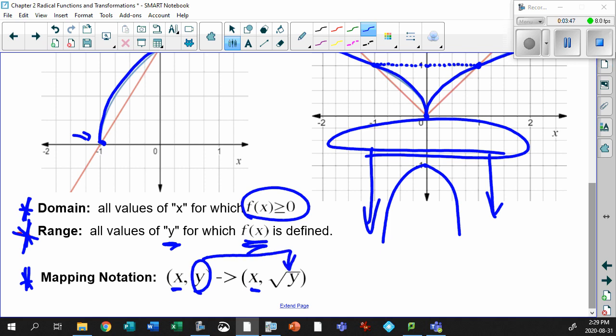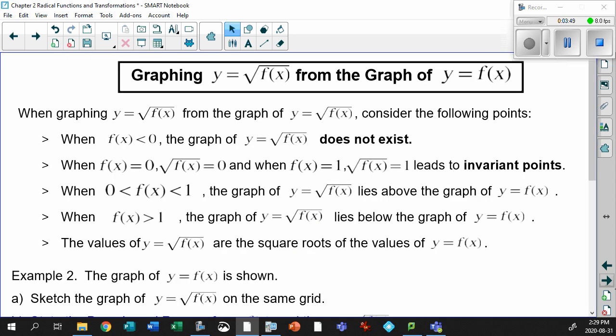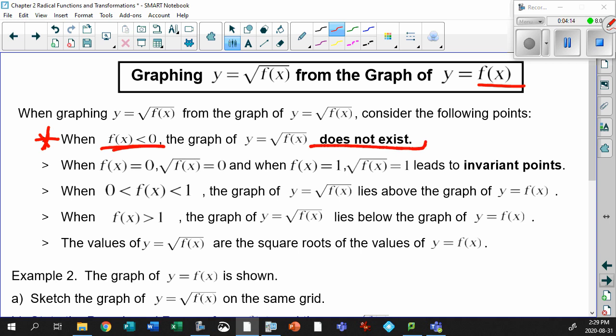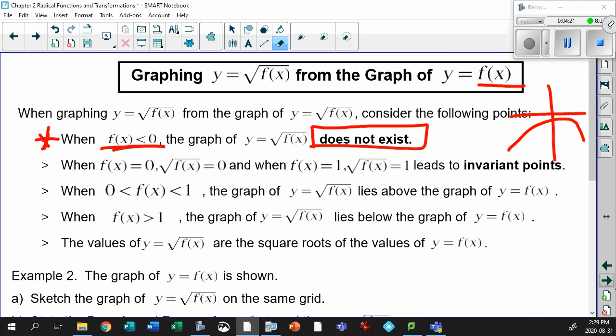All right. So let's do some more summing up from the podcast before this. Okay, here we go. Ready? Oh, okay. Interesting thing is, graph. When you've got the graph of the square root of f of x from the original graph, here's a couple of things that we've got to remember. First thing you've got to remember is this. When f of x is below zero, the graph does not exist. Remember that. So if you had a graph down here that looks like this, guess what? There's no square root graph of that. There's no radical graph of that.